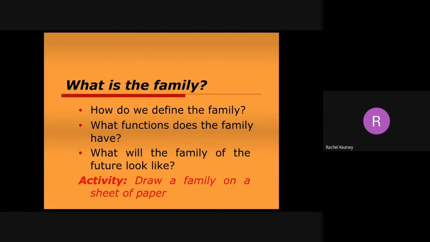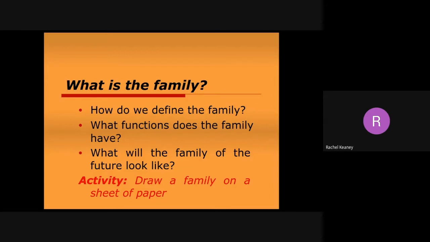Okay, so we've got someone who's put that they've got mother, father, child. Okay, so we've got parents, guardians, and kids. Right. Okay, we've got auntie, uncle, cousins. So that's quite interesting. That is what we would call an extended family.